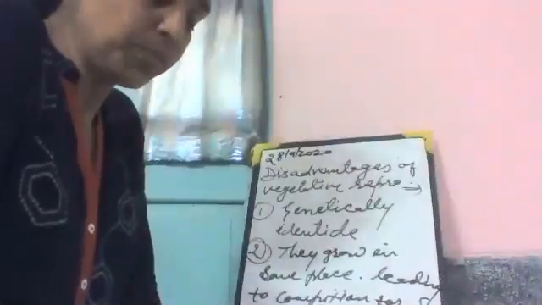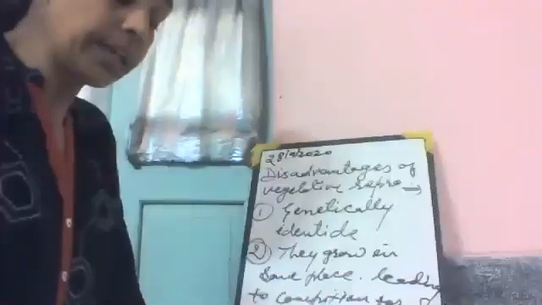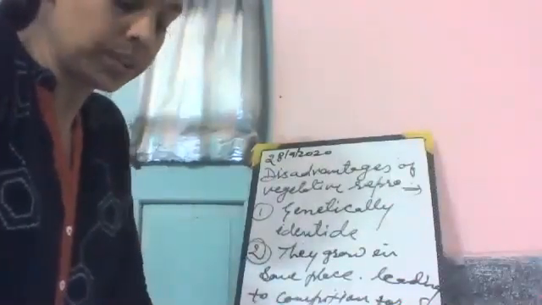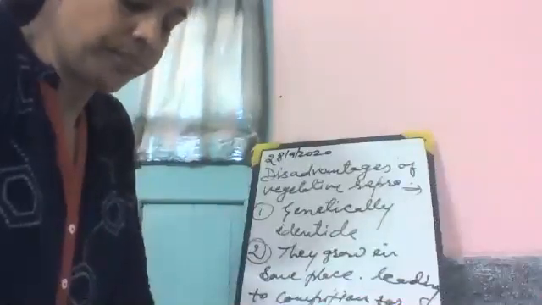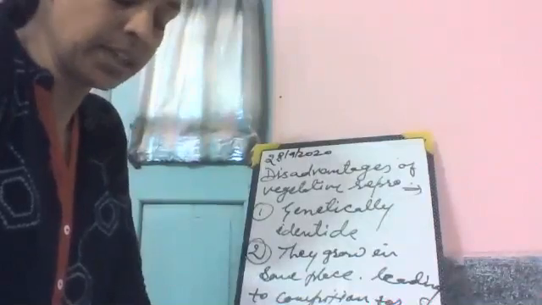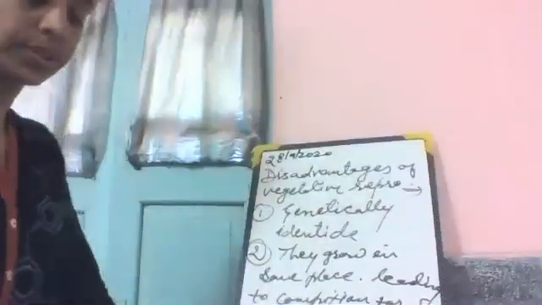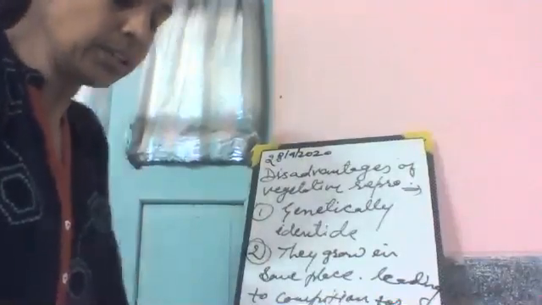These are the disadvantages of vegetative reproduction. Now, the next is artificial vegetative reproduction. These days, farmers and horticulturists have developed certain artificial methods of vegetative reproduction, such as cutting, layering, grafting, and tissue culture.